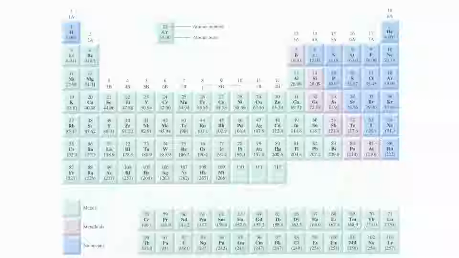Once again, looking at the periodic table, it does show the average atomic masses. Here you see lithium, 6.941. So we see the average atomic mass and the atomic number. Remember that atomic number tells us how many protons are present.